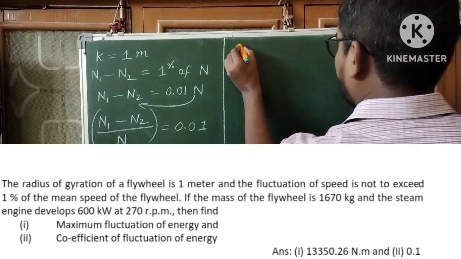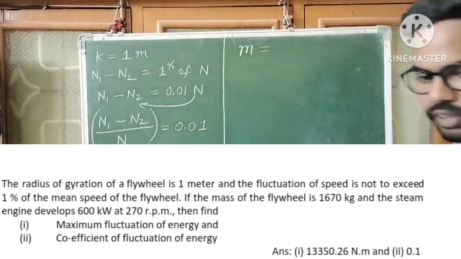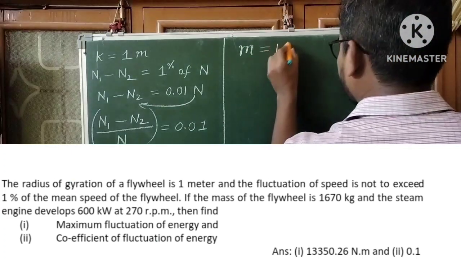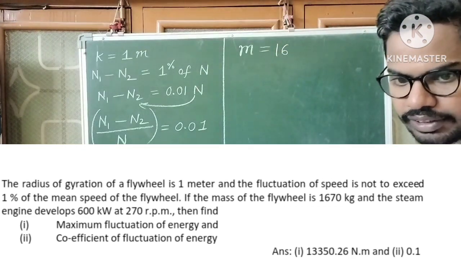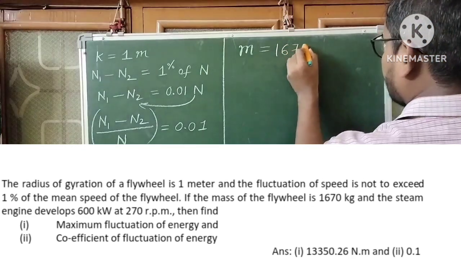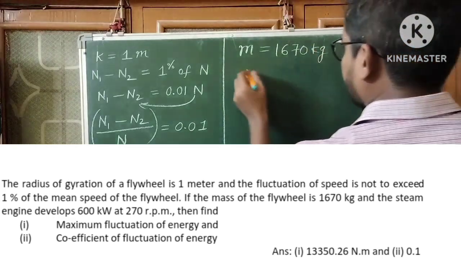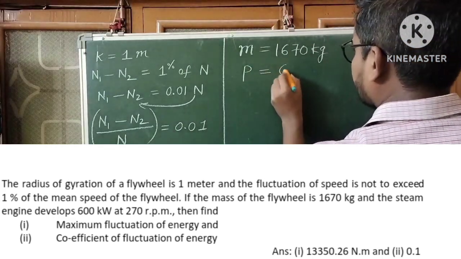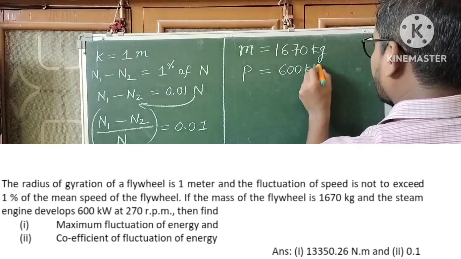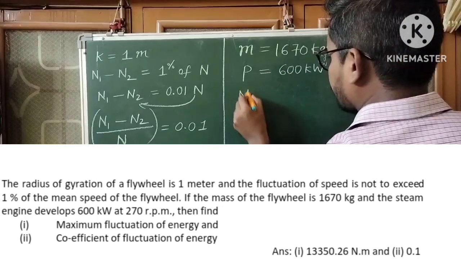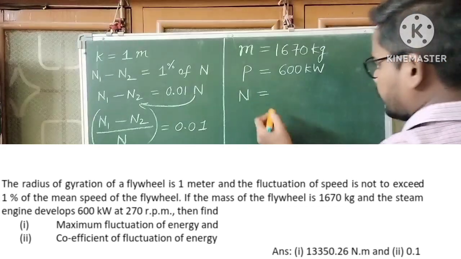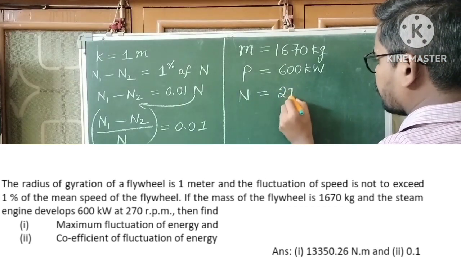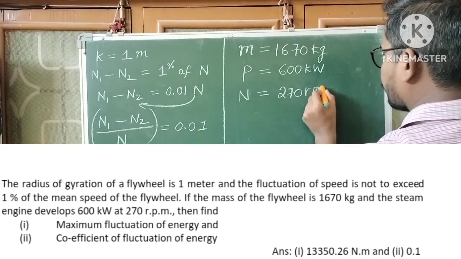And also given mass of flywheel. So mass of flywheel how much given? 1670 kilograms. Next given power of engine 600 kilowatt and mean speed. So here speed means engine speed, means mean speed is equal to 270 rpm.